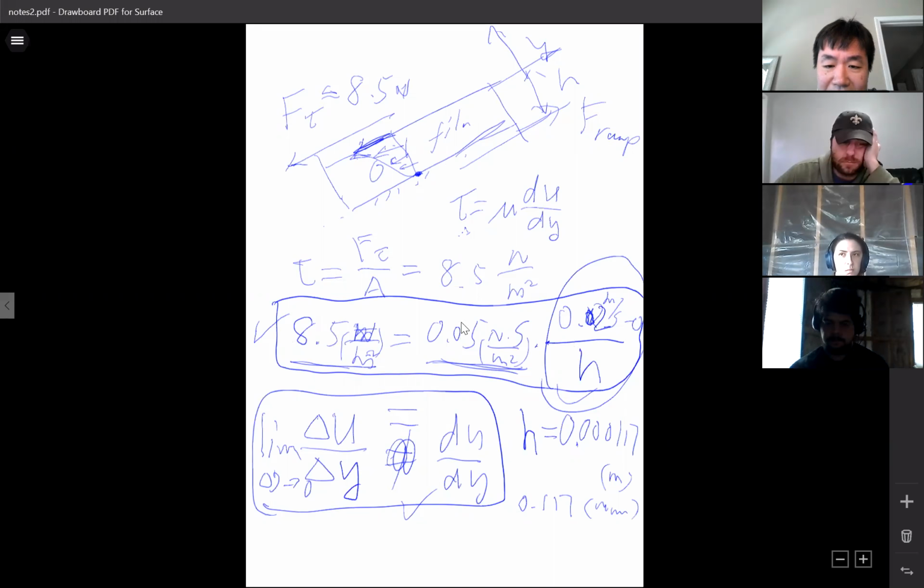So that's the reason why, to increase the speed, you have to increase the thickness. So you can really control it. If you want to move down faster, just increase the thickness of the film. If you want to move slower, decrease the thickness of the film.